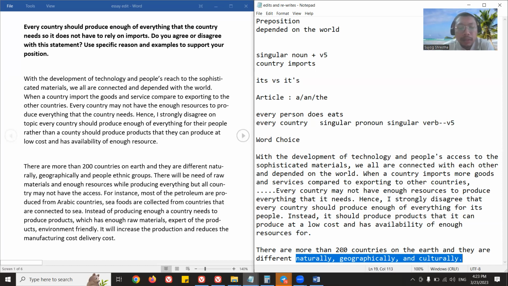That kind of consistency is extremely important in English writing, right? So this is also a similar pattern, and I guess they're different naturally, geographically and culturally.